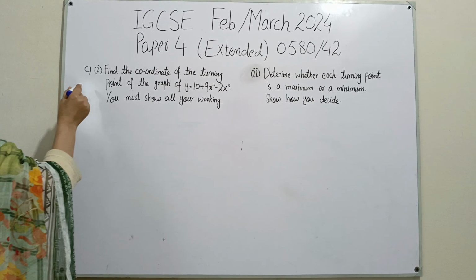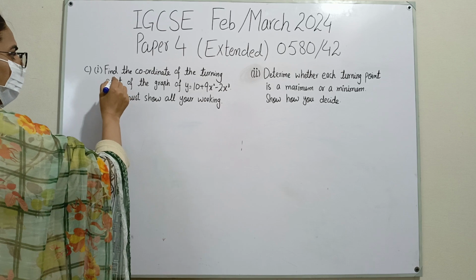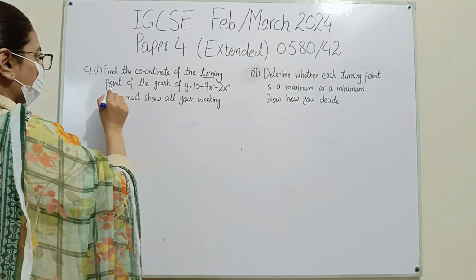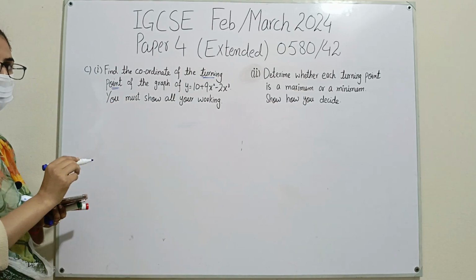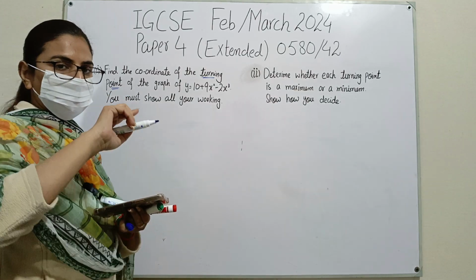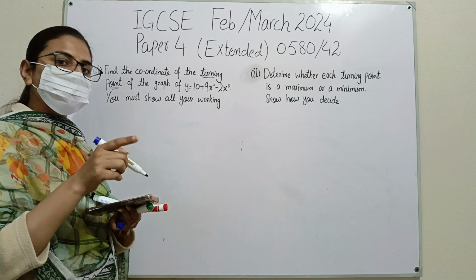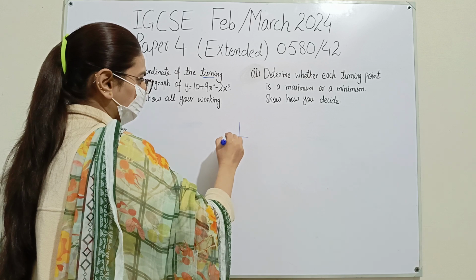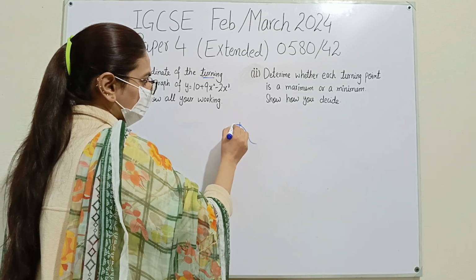In part C, the examiner is asking to find the coordinates of the turning point. You have to find the turning point. A turning point is a point at which the direction of the graph changes. For example, if you have drawn the graph like this, this point is the turning point.